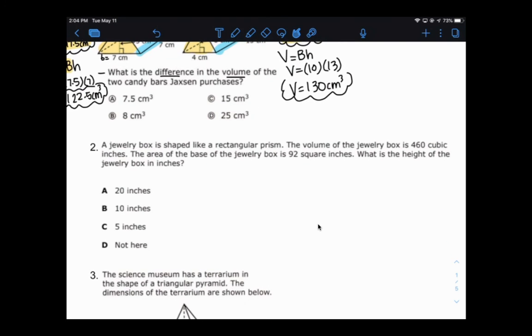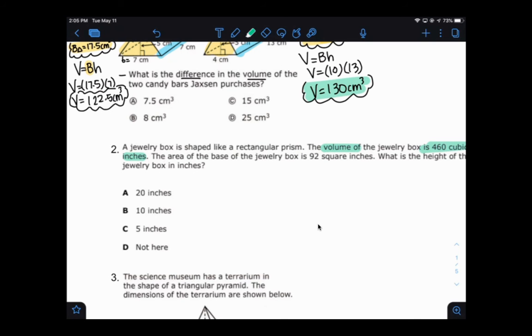Here it says a jewelry box is shaped like a rectangular prism. Number 2, the volume of the jewelry box is 460 cubic inches. Notice here they're giving us the volume already, right? Which usually we have to figure out. Like in the previous problem, we had to figure out the volume, but here they're giving it to us, right?